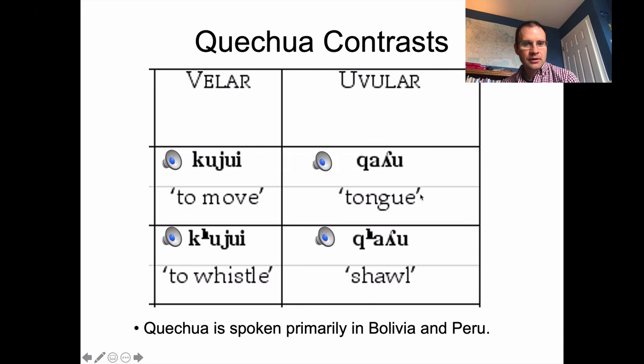Kuyui. Kayu. And again, it's fun to try to say these as well.